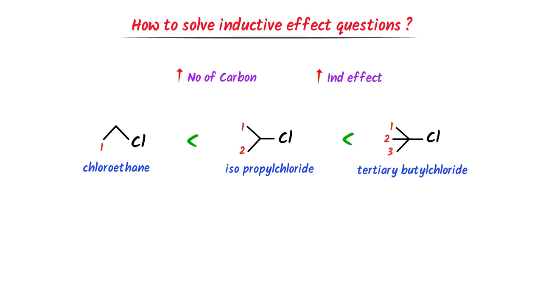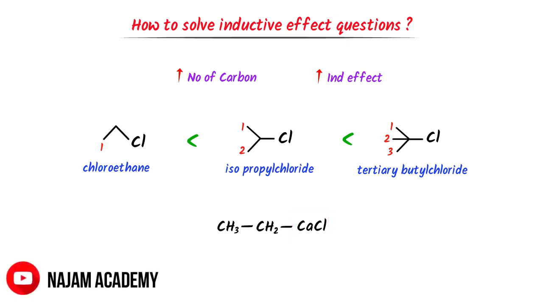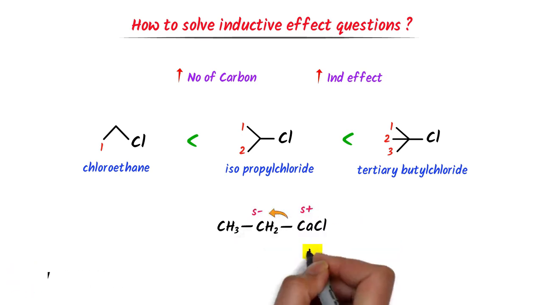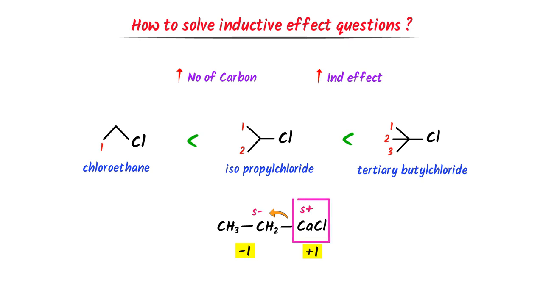Finally, let me teach you one bonus question. Consider this compound. Can you guess the electron releasing and electron withdrawing groups? Well, we know that metals like calcium are electropositive and halogens like chlorine are electronegative. Here, this is an electron releasing group or positive I group, while this is an electron withdrawing group or negative I group. Therefore, remember that in the case of a metal atom, the halogen group becomes the electron withdrawing group. I hope that you have learned all about inductive effect.